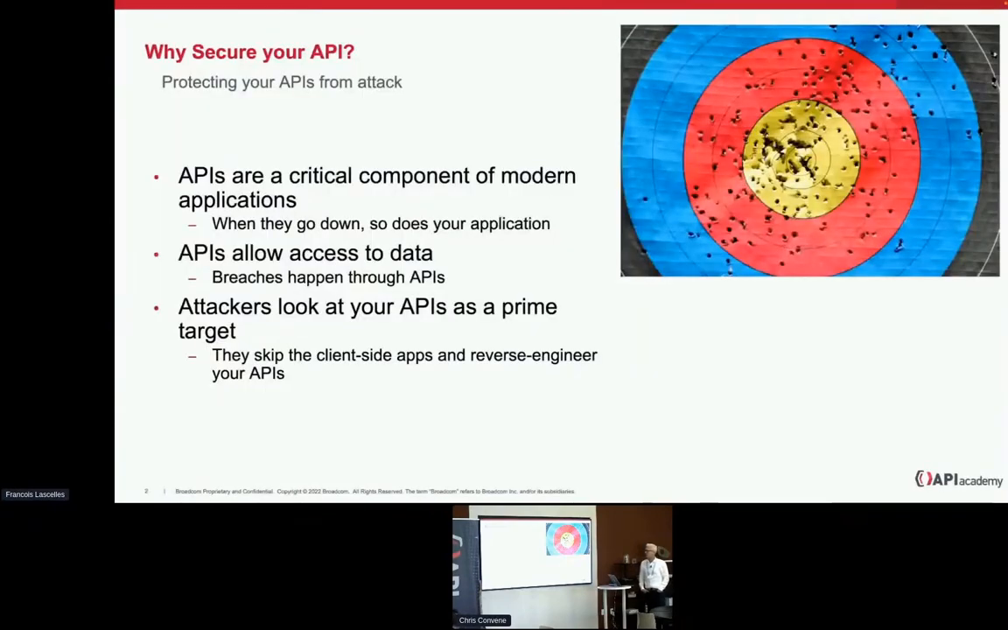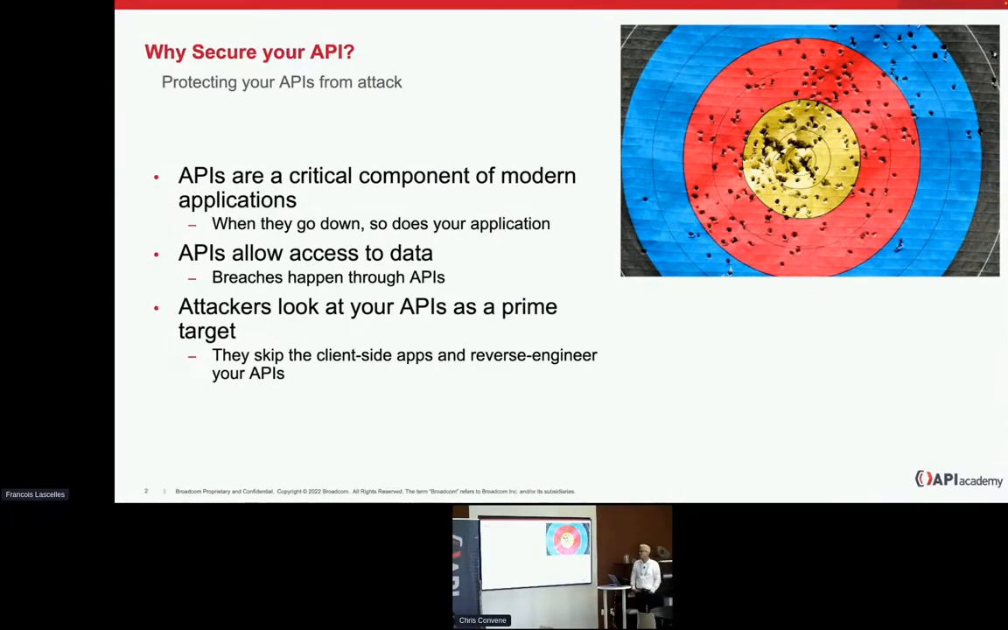So why secure APIs? Why are so many people talking about API security these days, right? This is about protecting your APIs from attack, because APIs are a critical component of modern applications and very much a dependency of, in many situations, your application. So when your API goes down, your application also goes down. APIs allow access to data, and breaches happen through APIs. There have been numerous examples of that.